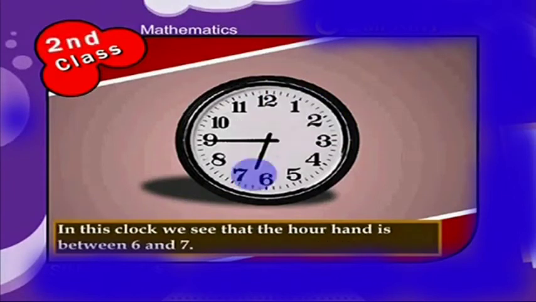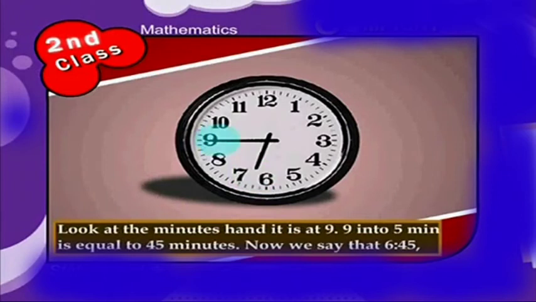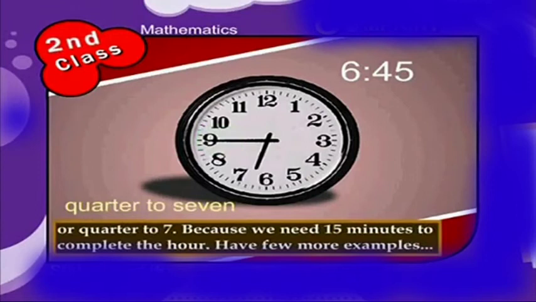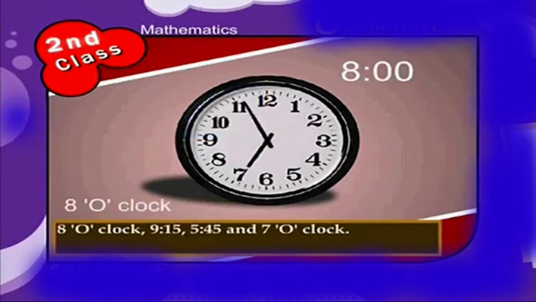In this clock, we see that the hour hand is between 6 and 7. Look at the minute hand. It is at 9. 9 into 5 minutes is equal to 45 minutes. Now, we say 6 o'clock and 45 minutes or quarter to 7, because we need 15 minutes to complete 1 hour.